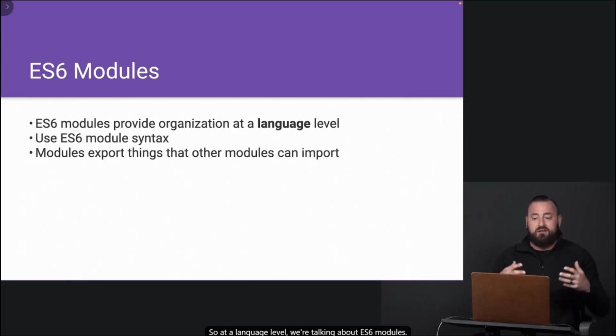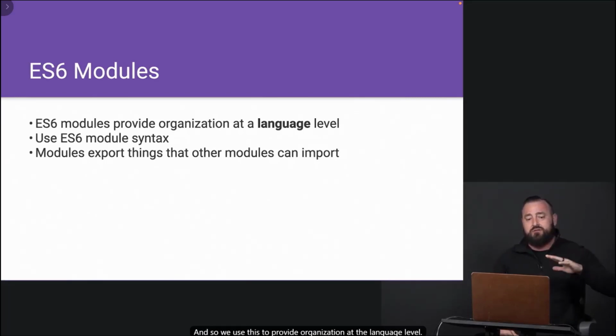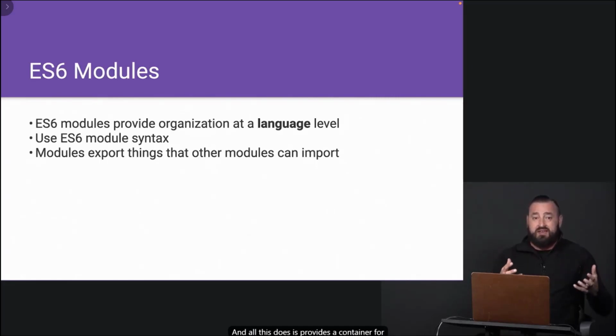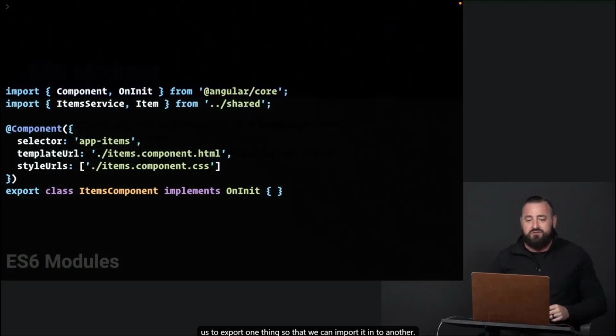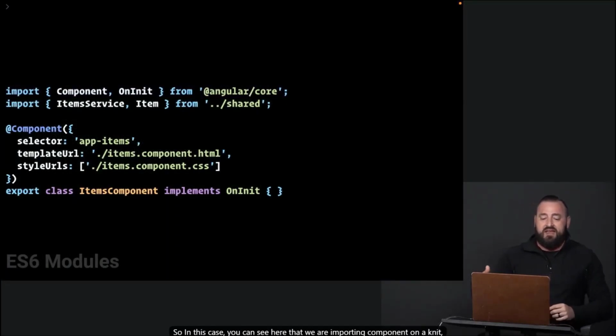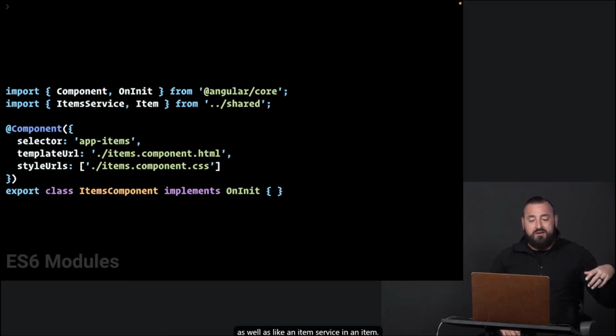So at a language level, we're talking about ES6 modules. And so we use this to provide organization at the language level. All this does is provide a container for us to export one thing so that we can import it into another. So in this case, you can see here that we are importing component and OnInit, as well as an item service and an item.